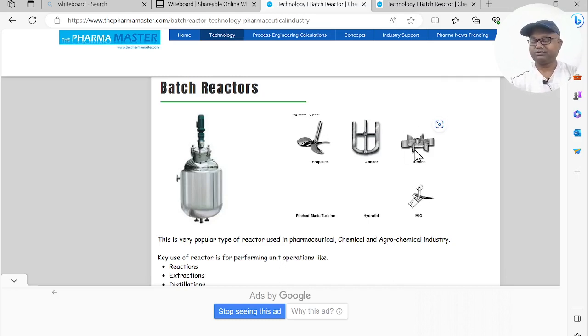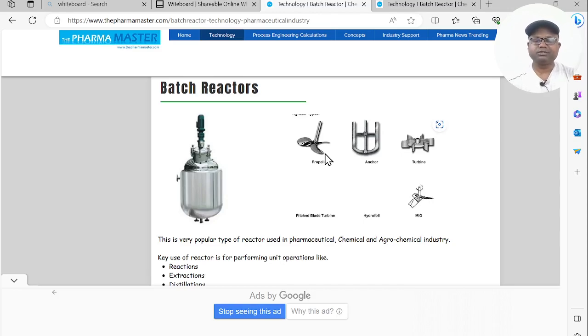Then you should always keep in mind that for a similar type of agitator, you have to calculate the tip velocity. For a different type of agitator, this formula will give you an answer, but it is not valid. You are not getting a result in a practical sense.